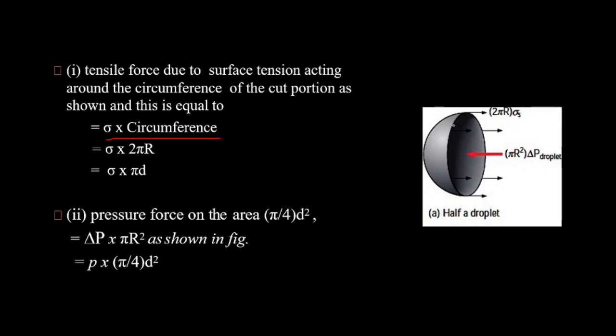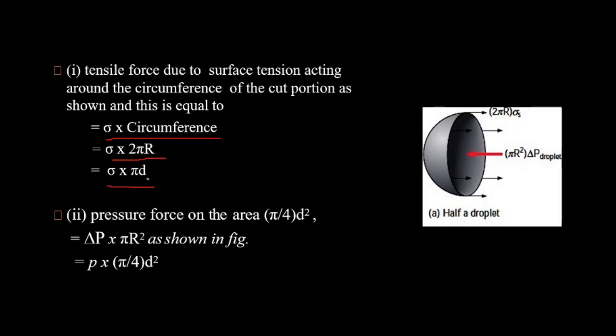Okay, this is in the form of a circle, right? So sigma into circumference, so sigma into 2 pi r. What is the circumference of the circle? 2 pi r. If we consider diameter d, then it is sigma into pi d.